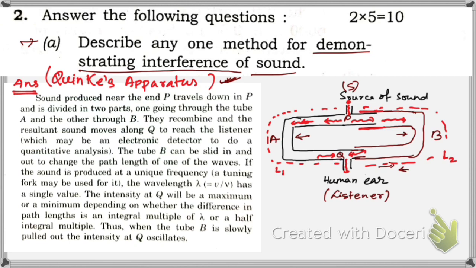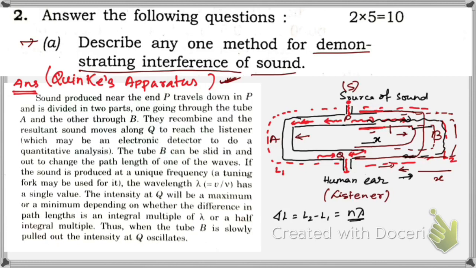Suppose we have adjusted it such that the path difference delta L, which is equal to L2 minus L1, is an integral multiple of lambda, so it must be n lambda, where n is an integer. Now suppose tube B is pulled outside through a distance x. Then the sound traveling through this adjustable tube will cover this distance x twice, here and here.